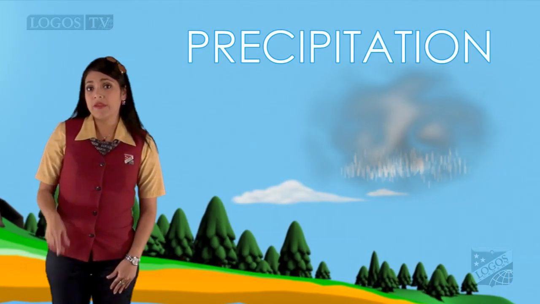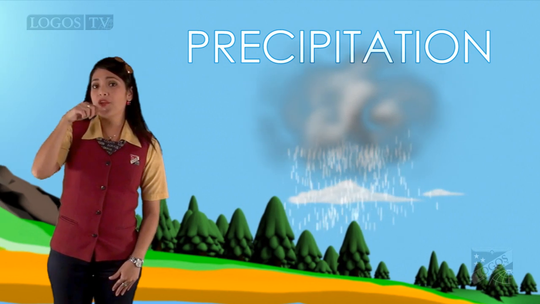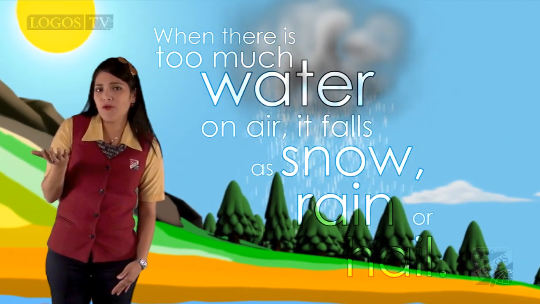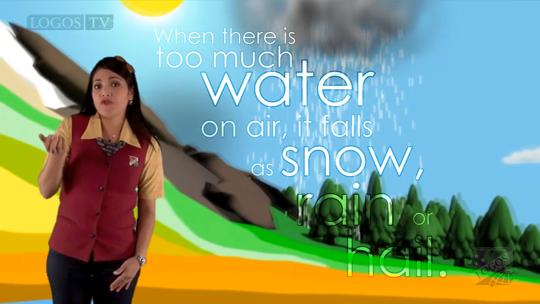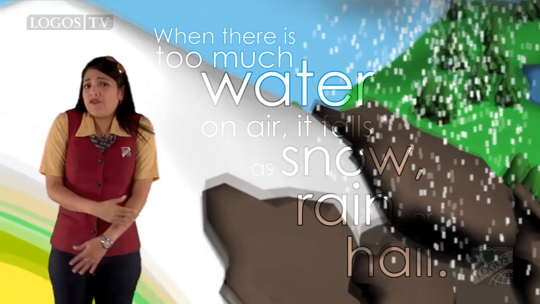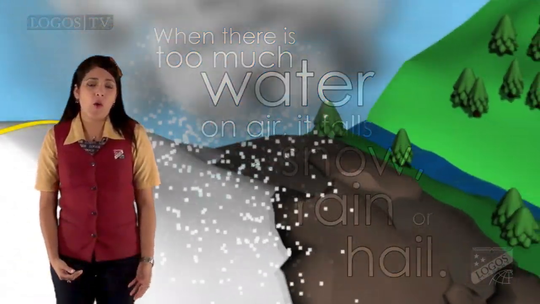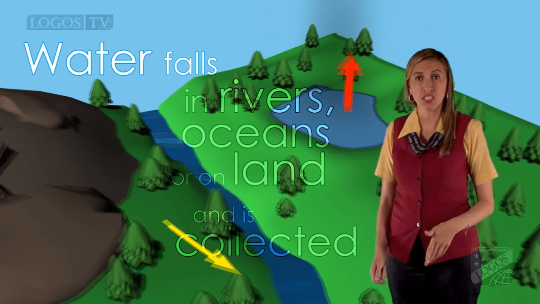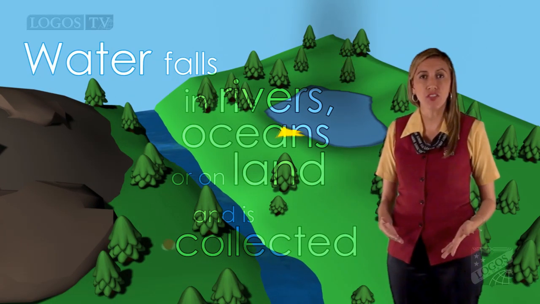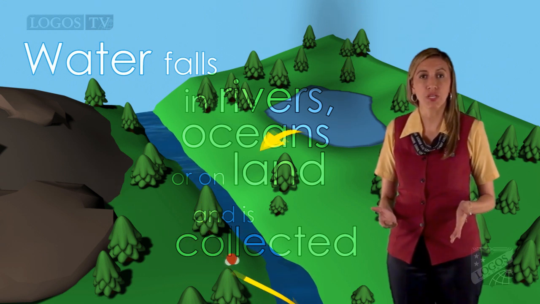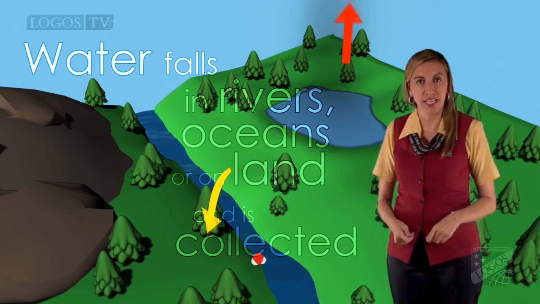Water keeps condensing to form clouds, but when there is too much water, the clouds become heavy and the air cannot hold the water anymore, so it starts to fall again on Earth. It falls in the form of rain, but when it's too cold, it can be snow or hail. Rain and snow fall in oceans, rivers, and other water bodies, or on land. And if it is snow, it becomes water again.